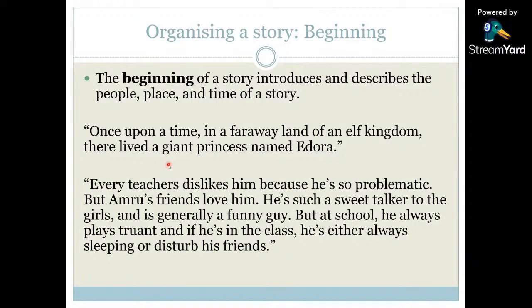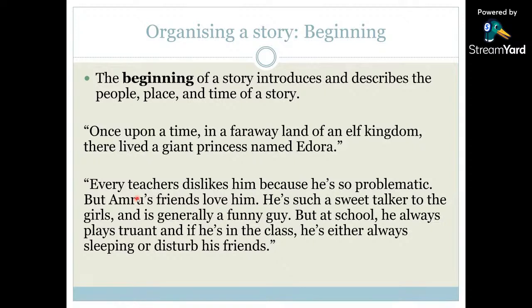Let's look at the next example. Every teacher dislikes him because he's so problematic, but Amru's friend loves him. He's such a sweet talker to the girls and is generally a funny guy. But at school, he always played truant, and if he's in the class, he's either always sleeping or disturbing his friends. Okay? Maknanya contoh pendahuluan untuk sebuah cerita. Sebuah cerita tak semestinya pendahuluan macam bermula ni. Sebuah cerita boleh juga cerita yang macam yang nombor 2 ni.